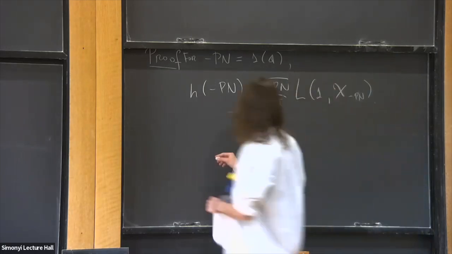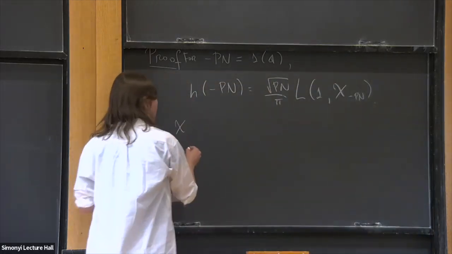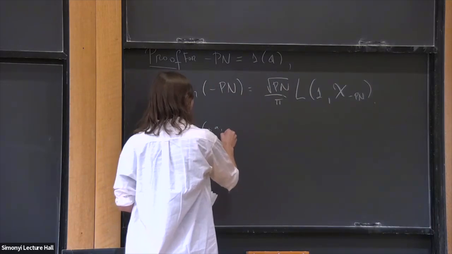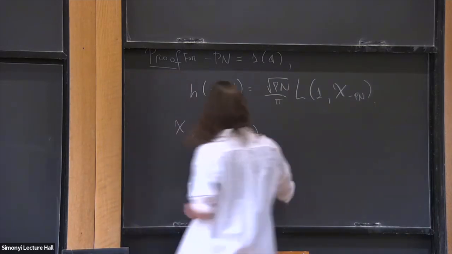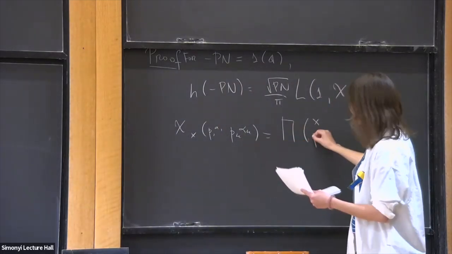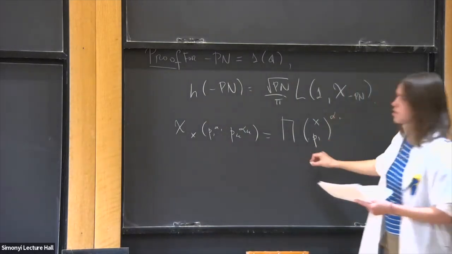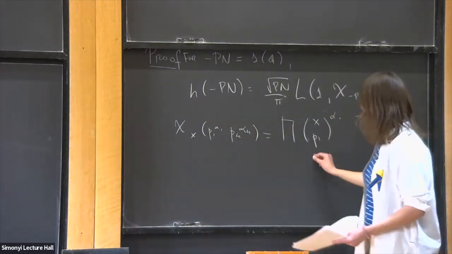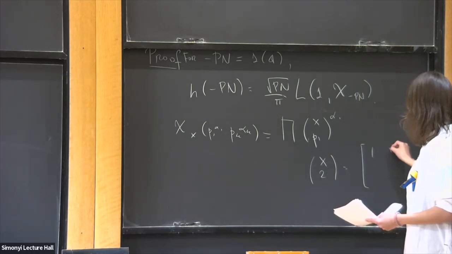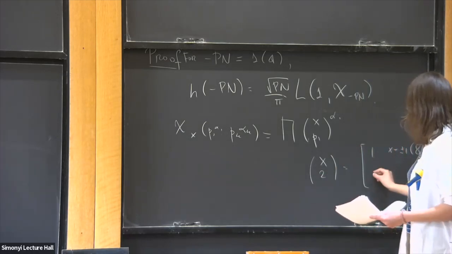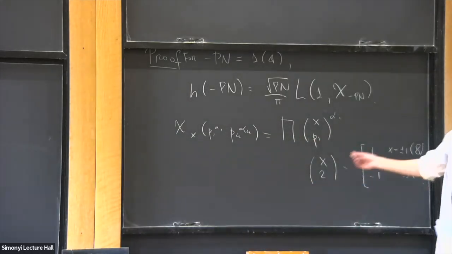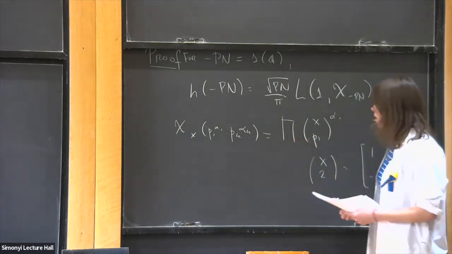Oh yeah, I should tell you what this L function is. Chi of x, for x = p1^alpha1 ... pk^alphak, is a product of characters, so this is a Kronecker character. For all the odd primes, this is just given by the usual Legendre symbol. And for two, this is going to be equal to 1 for x equal to plus or minus 1 mod 8 and minus 1 for plus or minus 3 mod 8. So this is just some extension of the Jacobi symbol. Great.